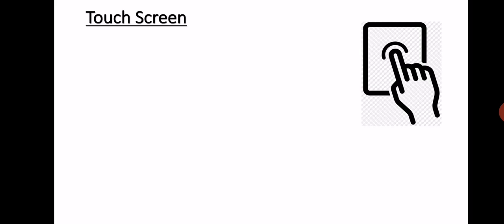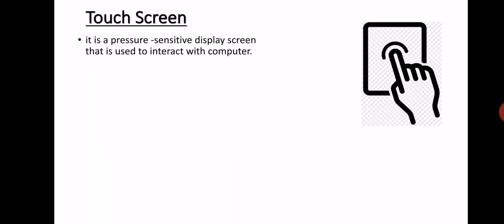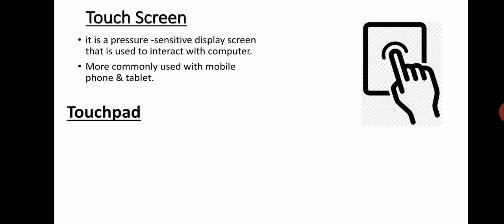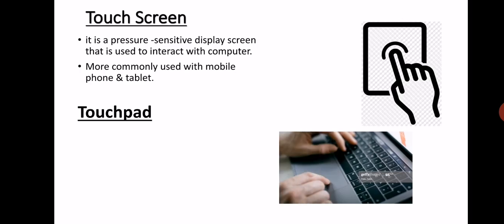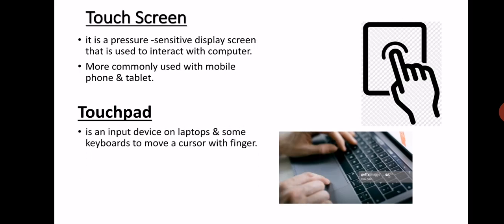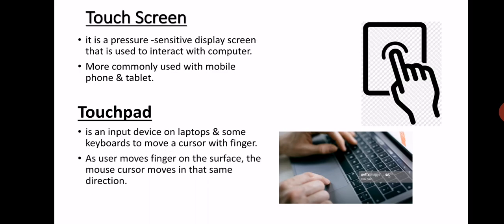Touch screen. A touch screen is a pressure-sensitive display screen that is used to interact with computer. More commonly used with mobile phone and tablets. Touchpad. A touchpad is an input device on laptops and some keyboards to move a cursor with finger. As user moves finger on the surface, the mouse cursor moves in that same direction.